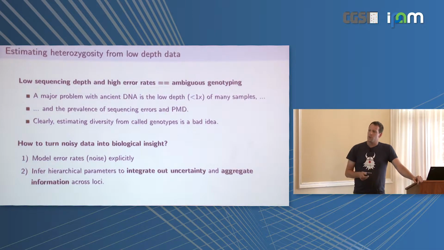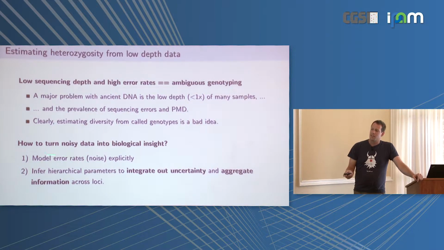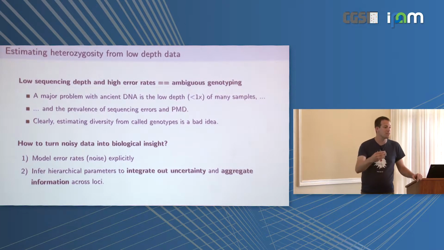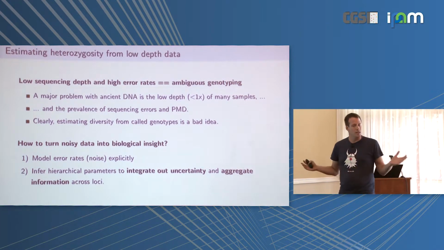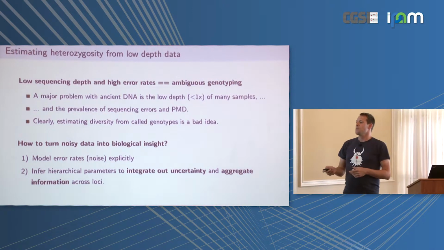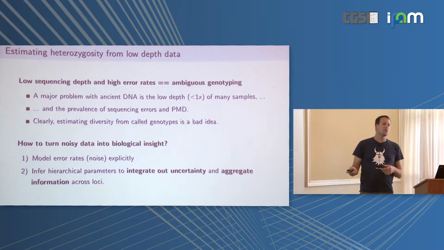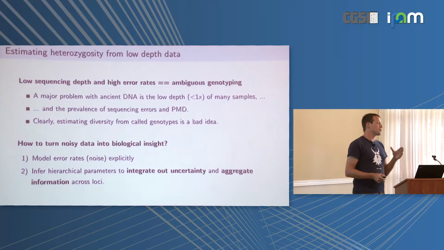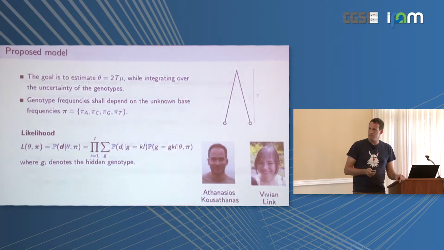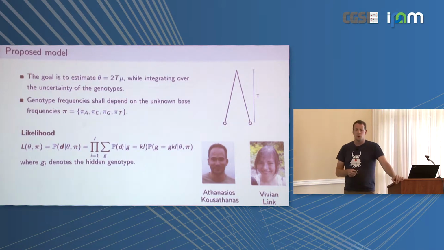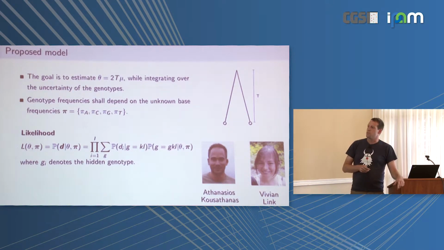And as I said before, the way we usually do this is that we first find a way to model error rates explicitly, and then we embed that in a hierarchical parameter inference framework such that we can integrate out the uncertainty of the genotypes. So we never want to do genotype calling, we want to integrate out the genotype uncertainty, and we want a way to aggregate information across loci, because for every single locus we have no chance of being sure what the genotype was. Okay? And so here is one way by which you can approach this in a population genetics way.